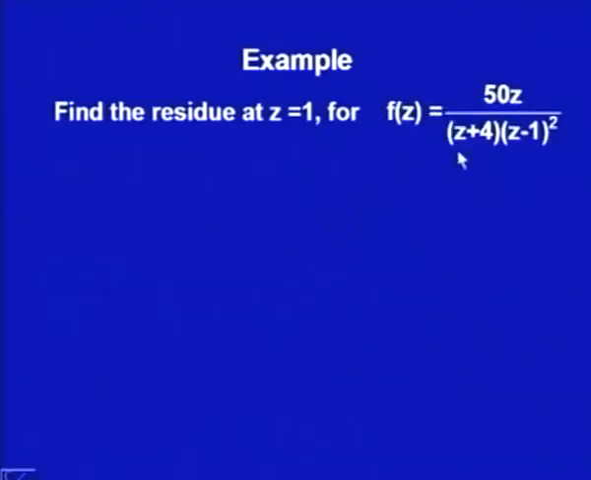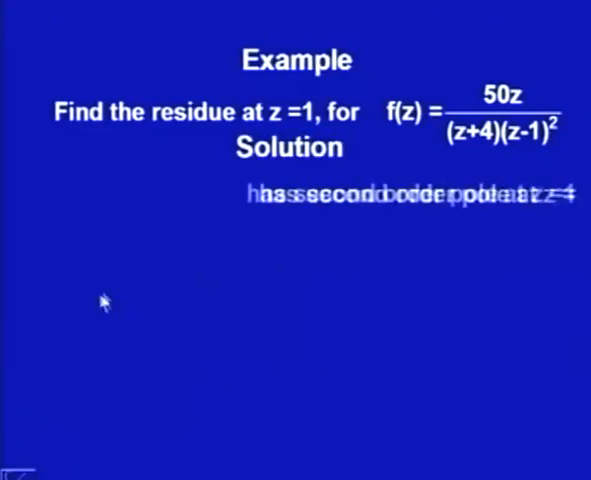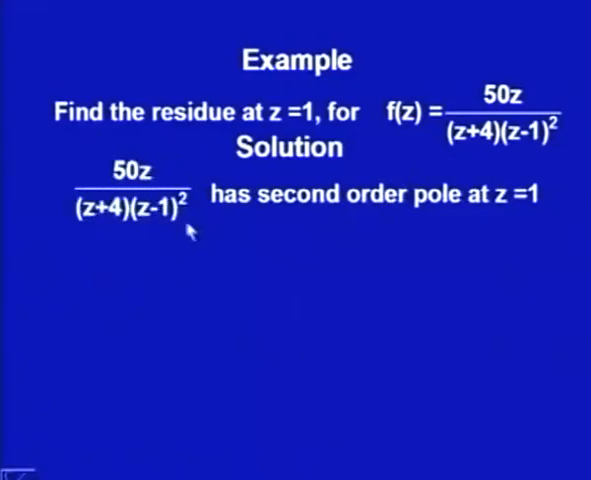So, let us see an example. Find the residue at z equal to 1 for the function 50z upon (z plus 4) into (z minus 1) whole square. Let us see this function: 50z upon (z plus 4) into (z minus 1) whole square.